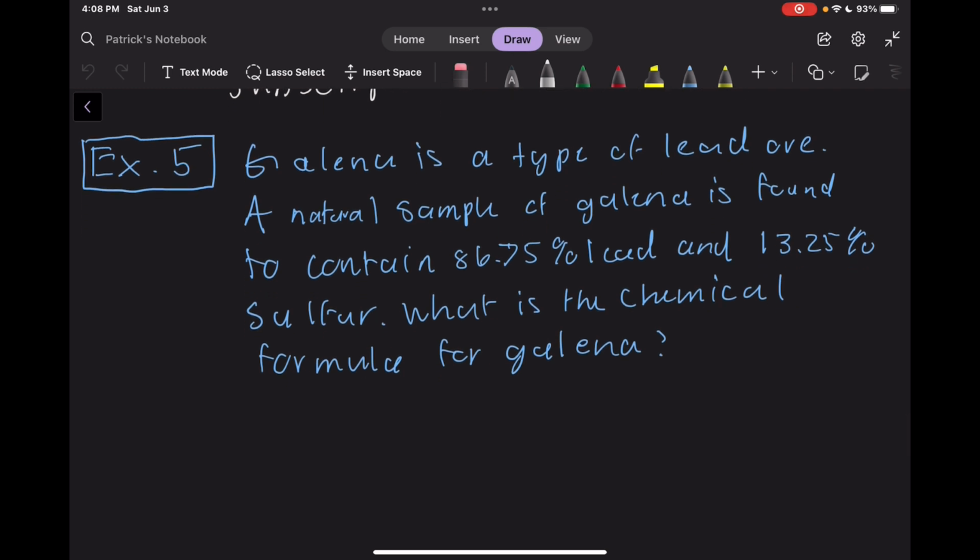Example 5 says, galena is a type of lead ore. A natural sample of galena is found to contain 86.75% lead and 13.25% sulfur. What is the chemical formula for galena?